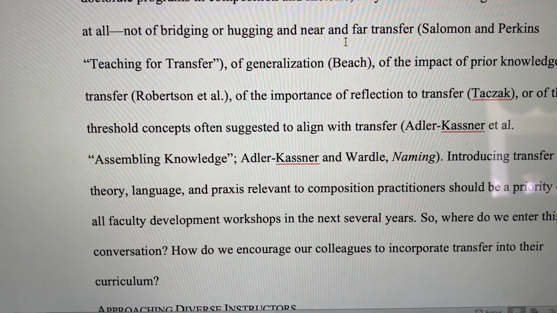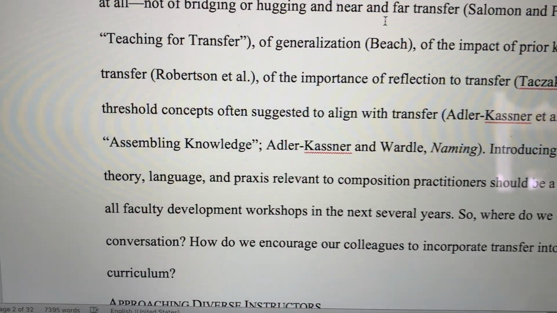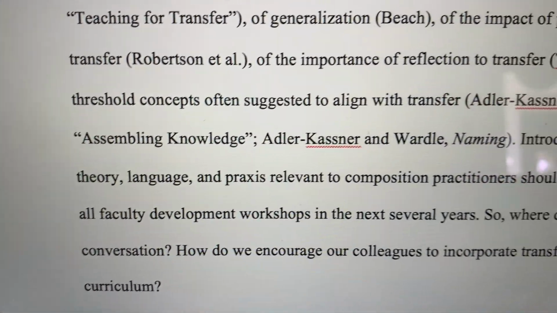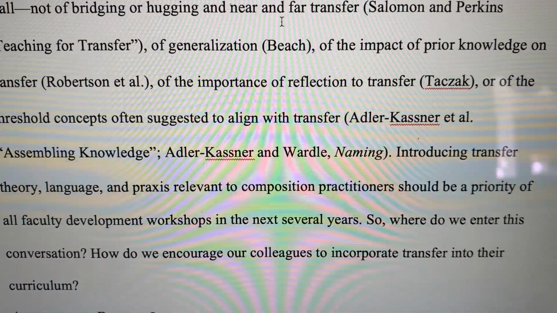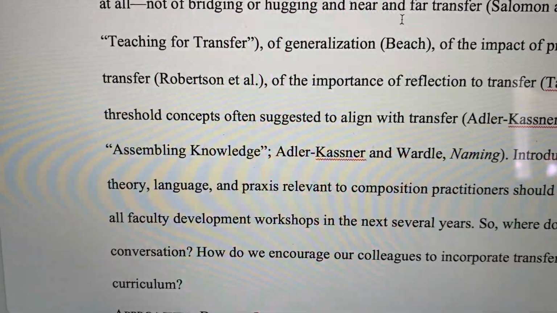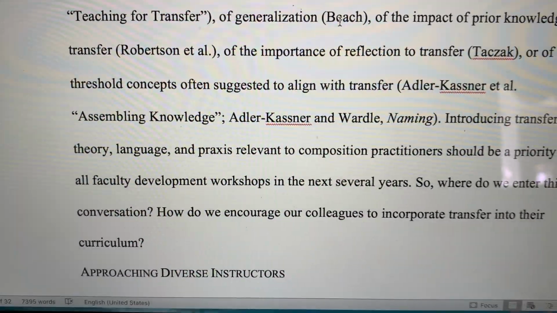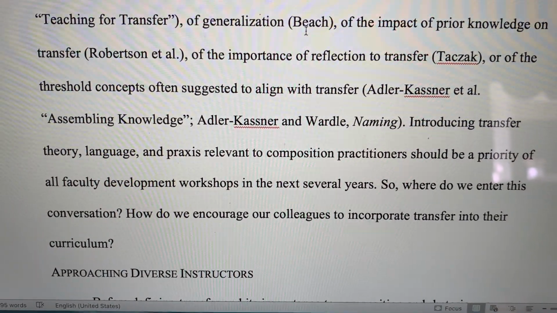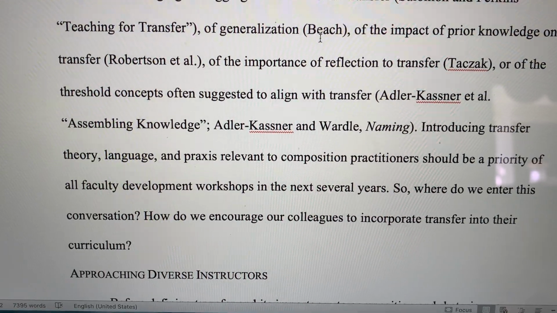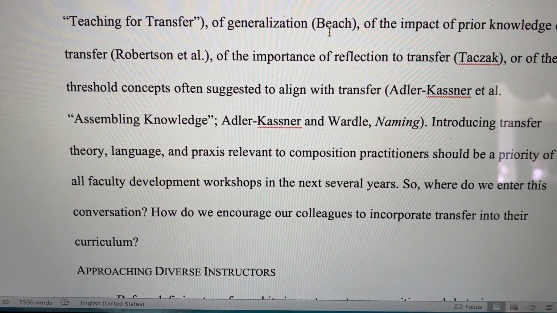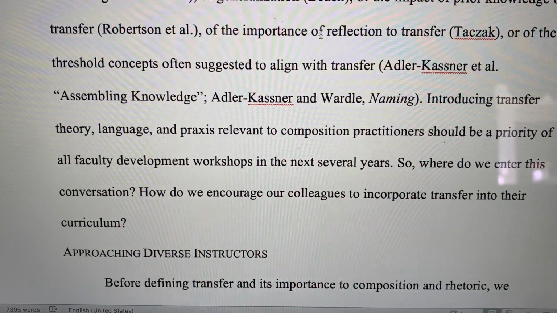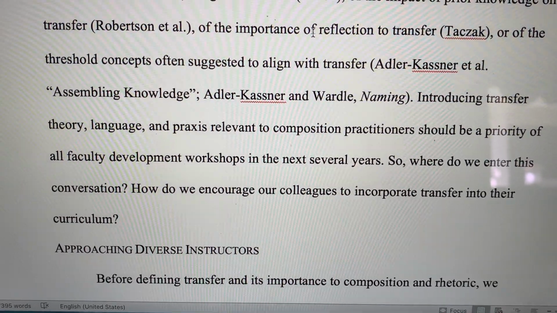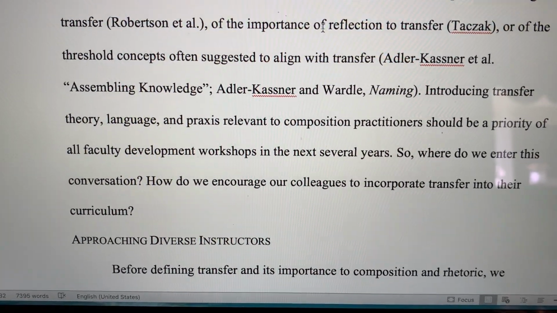So this is very early in the paper, but it's basically an overview, and I'm just going to show you really quick. Robertson et al. is that same piece that I just showed you, and I just have one short piece here on the impact of prior knowledge on transfer. That was that chapter from Adler Kastner. And then I talk about the importance of reflection to transfer, and I say, to Zach, who's the author of the threshold concepts often suggested to align with transfer, Adler Kastner et al., Assembling Knowledge; Adler Kastner and Wardle, Naming. So notice a couple things right here.